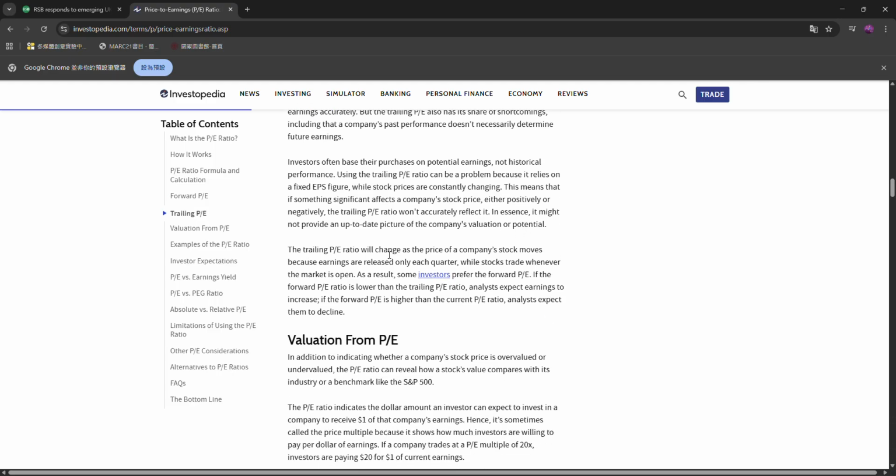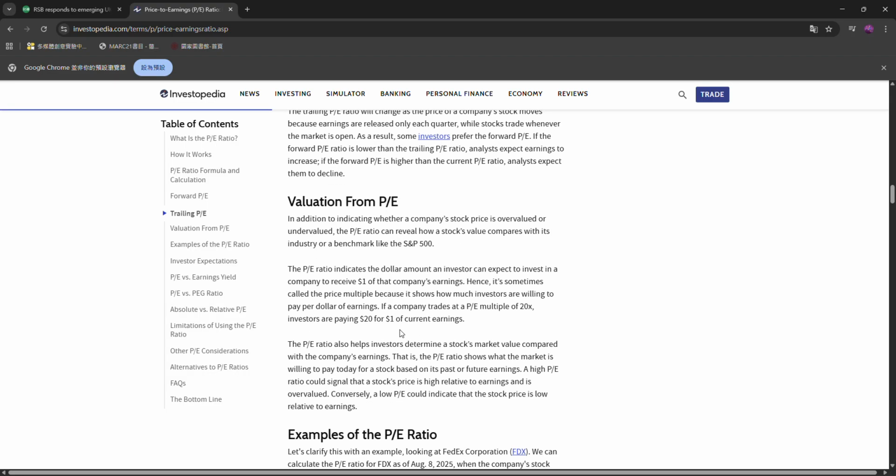The trailing PE ratio will change as the price of a company's stock moves, because earnings are released only each quarter, while stocks trade whenever the market is open. As a result, some investors prefer forward PE. If the forward PE ratio is lower than the trailing PE ratio, analysts expect earnings to increase. If the forward PE is higher than the current PE ratio, analysts expect earnings to decline.